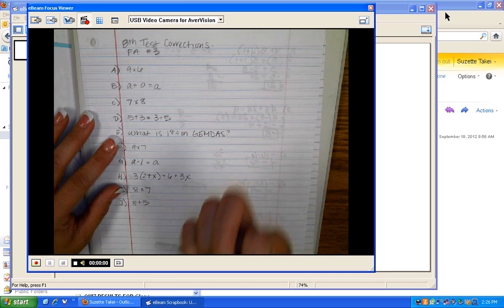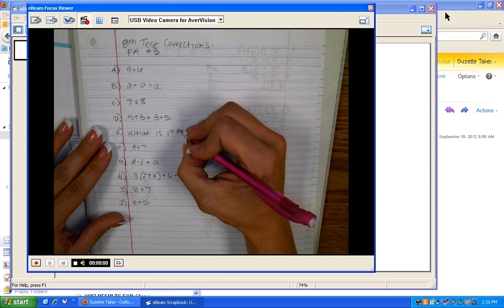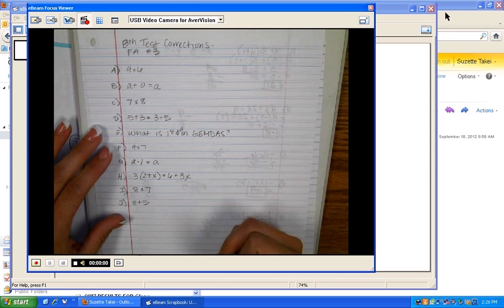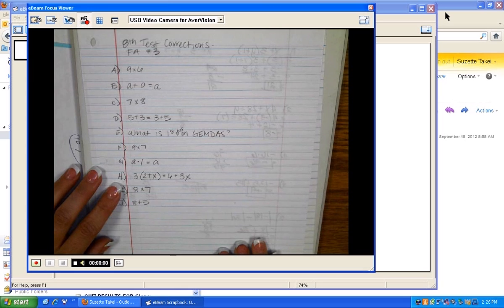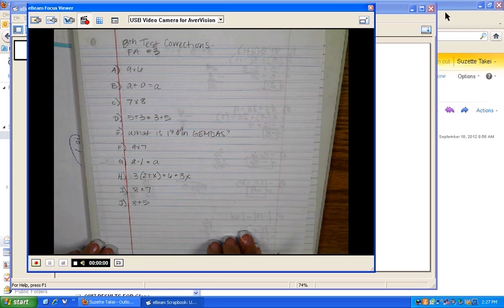F, 9 times 7. G, A times 1 equals A. What property is that? H, what property is 3 times the quantity, 2 plus x equals 6 plus 3x? I, 8 times 7. J, 8 plus 5.